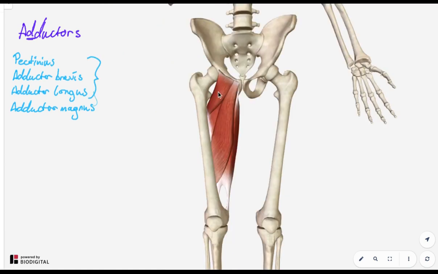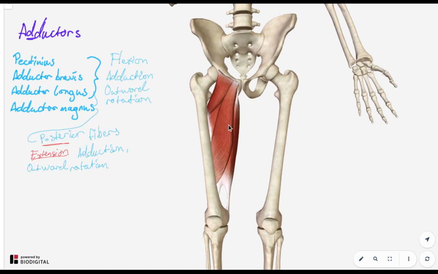And the pectineus, the adductor brevis, the adductor longus, and half of the adductor magnus, the anterior fibers of the adductor magnus, are all going to cause flexion, adduction, and outward rotation at the hip joint. The posterior fibers of the adductor magnus are going to cause extension, still adduction, because it still is the adductor magnus, and outward rotation, but it is going to cause extension, not flexion.